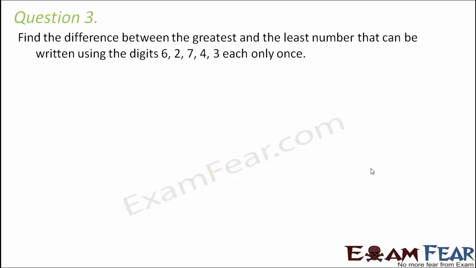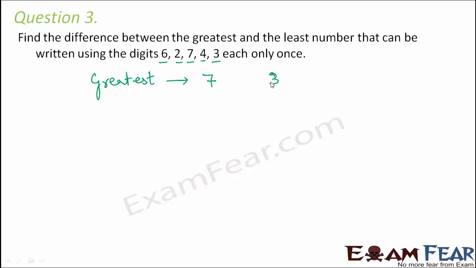Question number 3. Find the difference between the greatest and the least number that can be written using the digits 6, 2, 7, 4, 3. Now we have learned that if we are given a set of digits, the greatest number you can make out of those digits is the one where the digits are arranged in decreasing order. That is, you write the largest digit in the beginning and the smallest digit at the end.